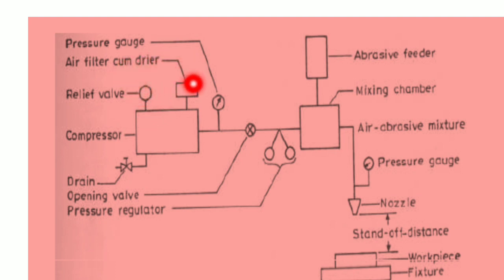An air filter and dryer is given, so that the air or gas being pressurized is free from any dust particles or contaminations. The compressor is compressing and there is a pressure gauge. This is an opening valve. Once you open the valve, the pressurized gas or air moves forward. These are the pressure regulators. If you want to regulate the pressure, you can regulate according to this.